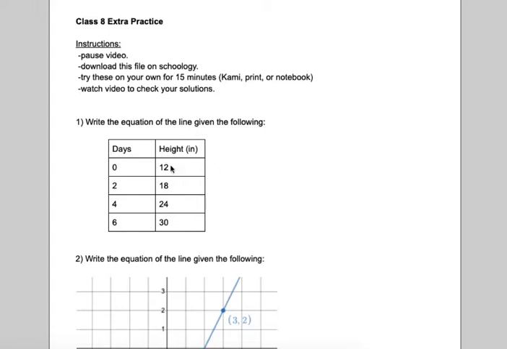And then at the end, I'll talk about domain and range. So if you didn't get to that, that's okay. We'll talk about it now.